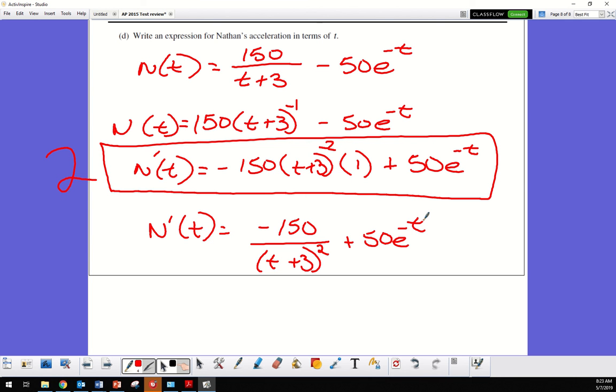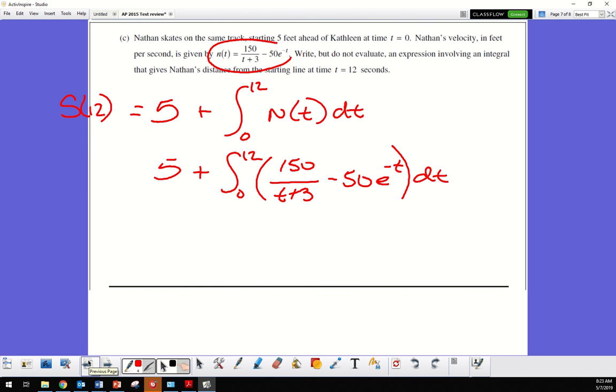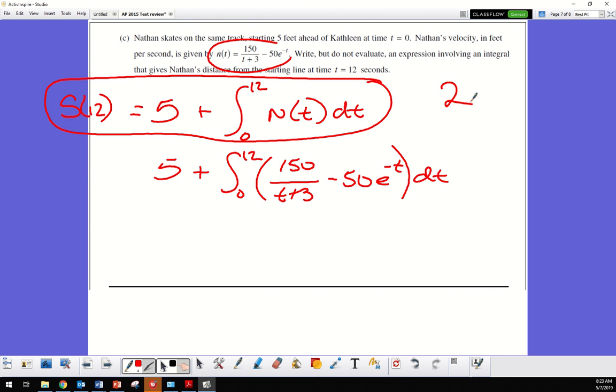How many points for part C? C was 2 points. So this right here will give me 2 points. Even if you had done that one right there, still 2 points. The only reason I was able to say N of t on this one is because it was stated up here: you state N of t is equal to this.